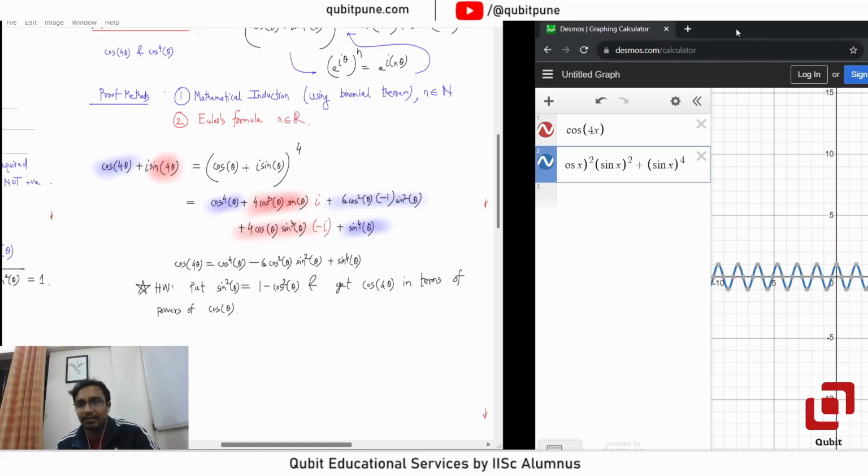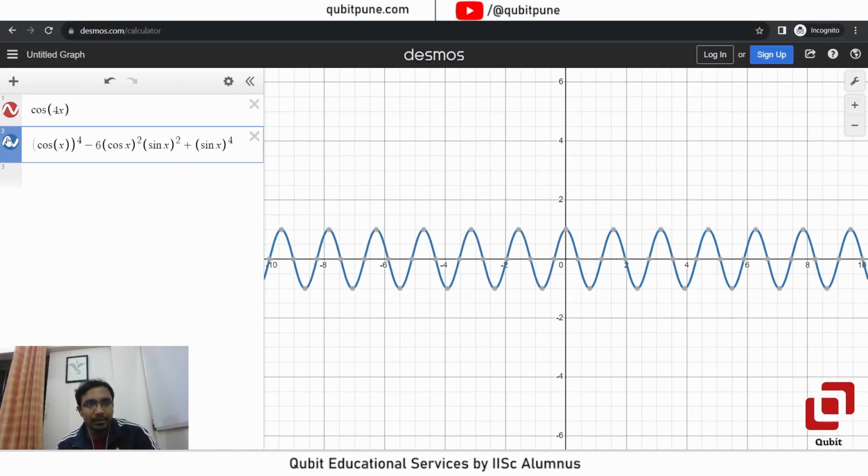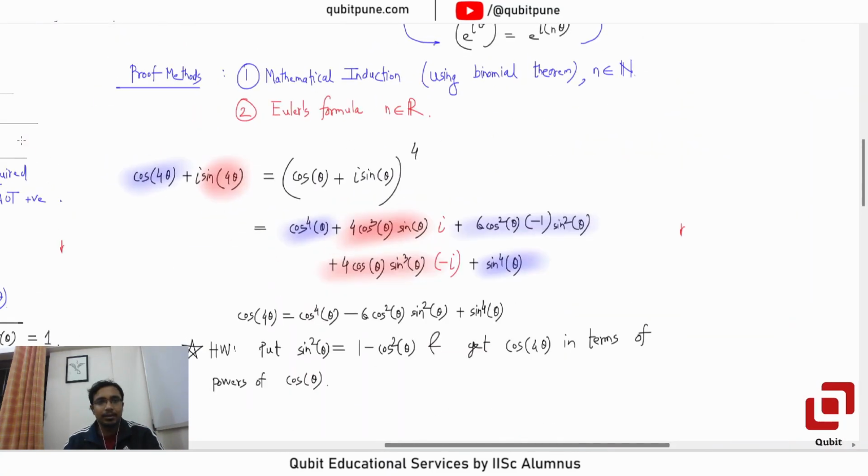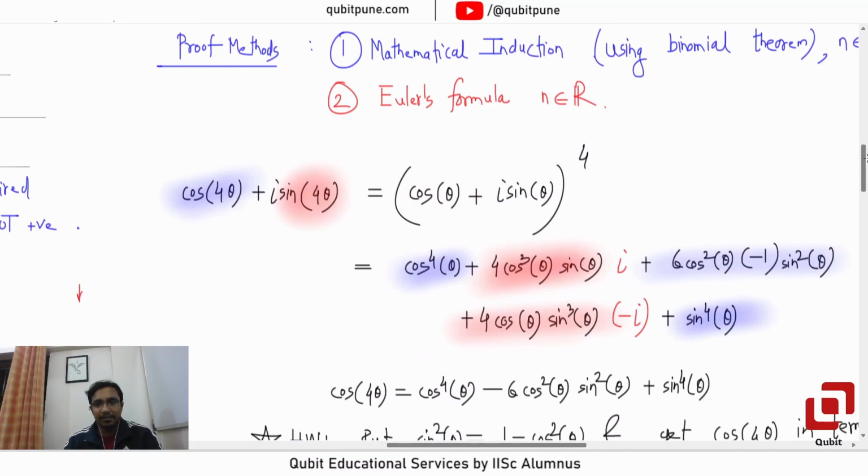See, both things match very well. This is cos 4x. The blue curve overlaps with the red curve. So the formula for cos 4 theta in terms of powers of cos theta is correct.